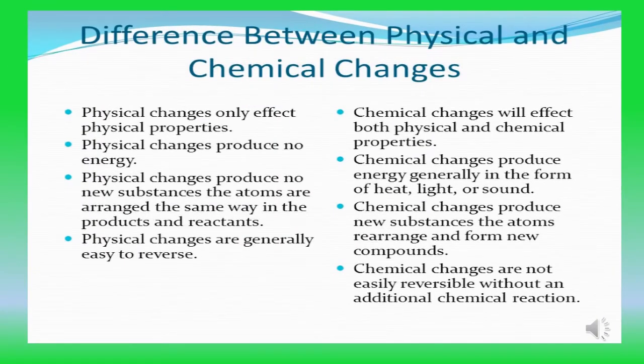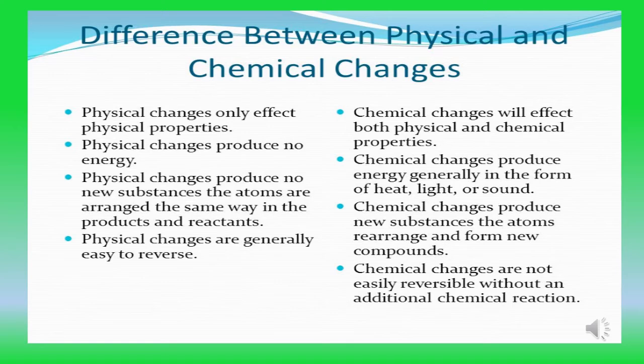So, dear students, we now summarize the difference between physical and chemical changes. Physical changes only affect the physical properties. Chemical changes affect both physical and chemical properties. Physical changes produce no energy. Chemical changes may produce energy in the form of heat, light, or sound.